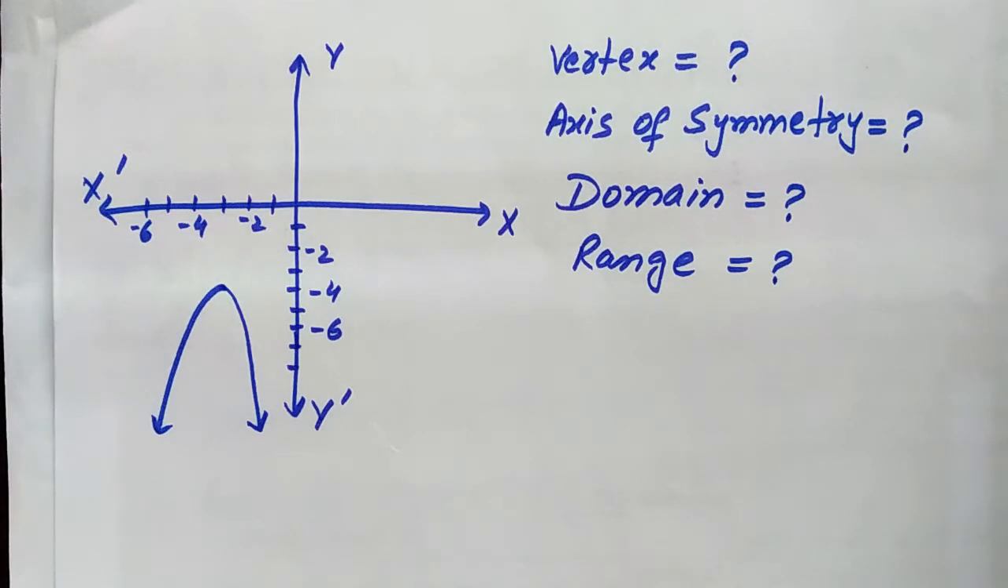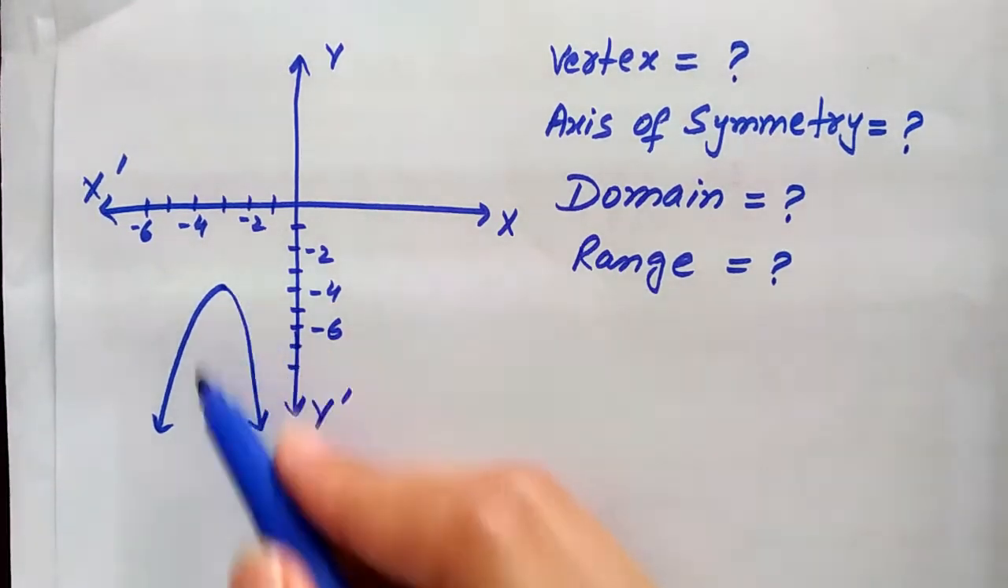In the previous video, we discussed how to find out the axis of symmetry and what is the relation between axis of symmetry and vertex. Now in this video, there is a graph of a parabola and we want to find out the vertex, axis of symmetry, and domain and range of the parabola.